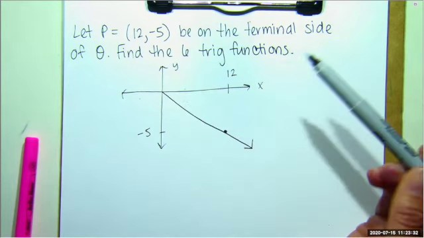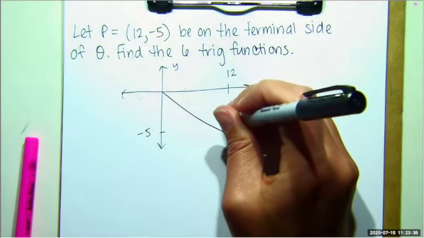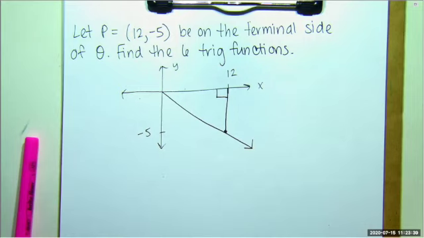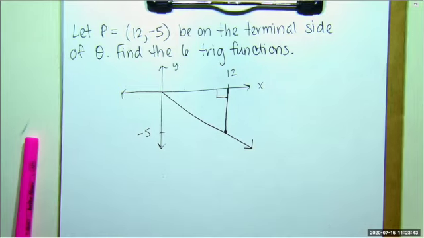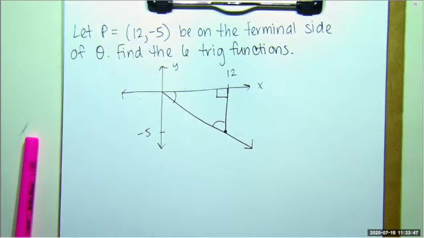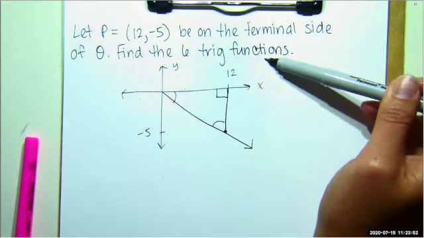We have our angle drawn in. The next step is to drop a perpendicular to the x-axis, forming a triangle. Then we fill in our angles and sides, if possible. In this problem, we don't know what the angles are, but that's okay. In order to find the 6 trig functions, what we need to know is the opposite, adjacent, and hypotenuse.